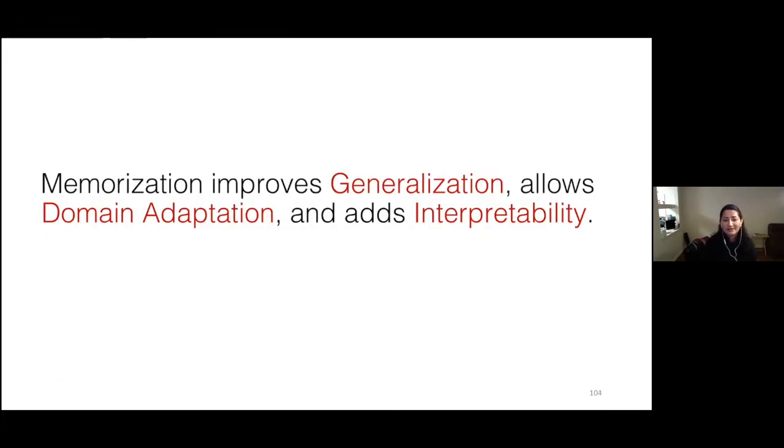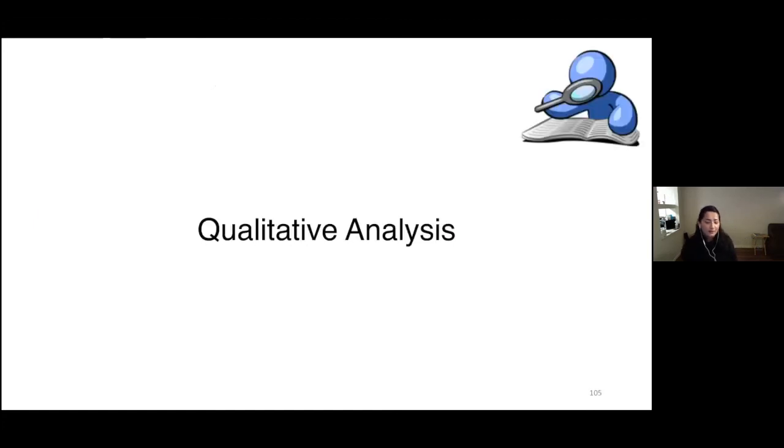And this shows that in addition to improving generalization both in and out of distribution, memorization also adds interpretability to the model's predictions. All right, and before concluding, I just want to share a final thought on what we know about why memorization is working in our favor.